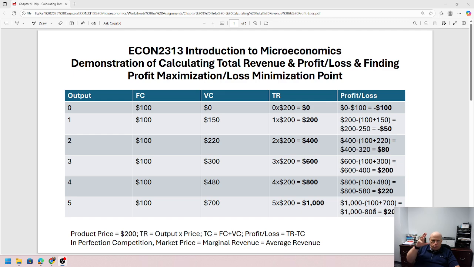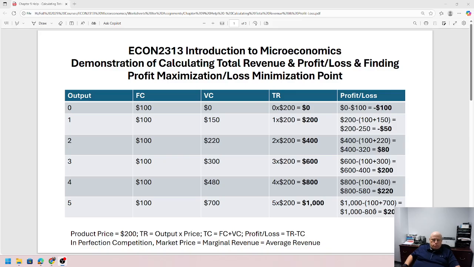Okay, again, profit or loss is just your total revenue minus your fixed and variable cost. And of course, if your revenue is less than your cost, then you're going to have a loss. If your revenue is greater than your cost, then obviously you're going to have a profit.